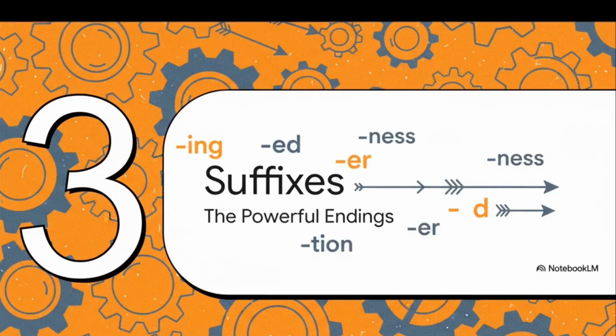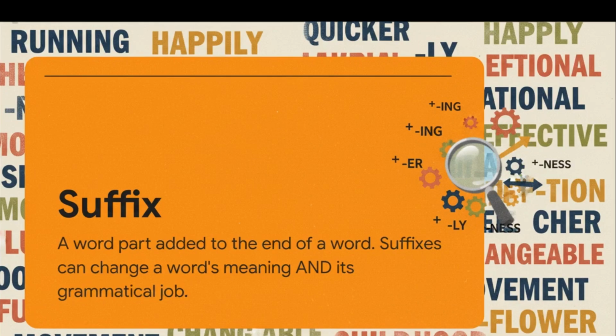All right, so we've talked about the front of the word. Now let's jump to the back end. This is where we find our second key to the code, the powerful and super versatile suffix. Okay, so suffixes get added to the end of a word, right? But here's what's so cool about them. They have this amazing 2-for-1 power. They can change what a word means, sure, but they can also change its entire job description within a sentence.